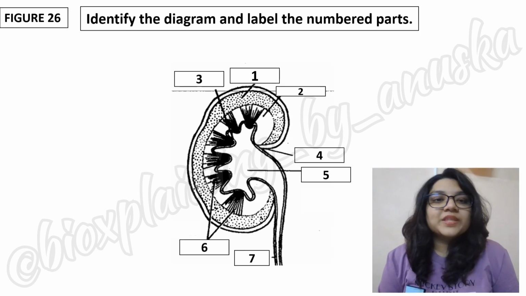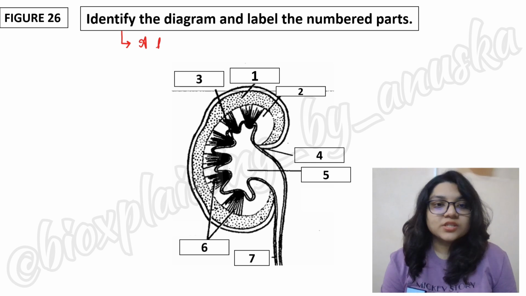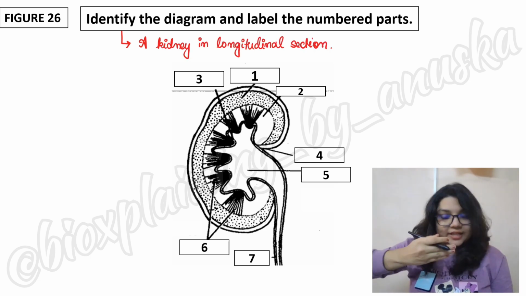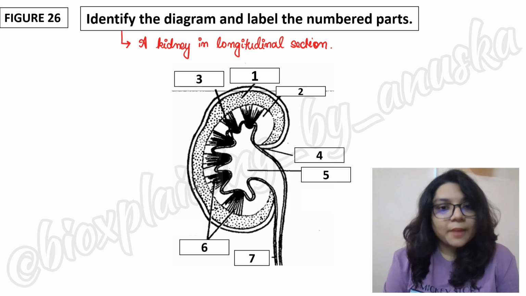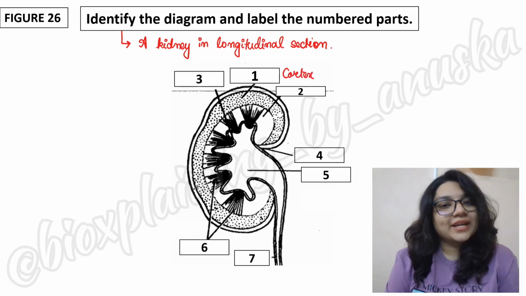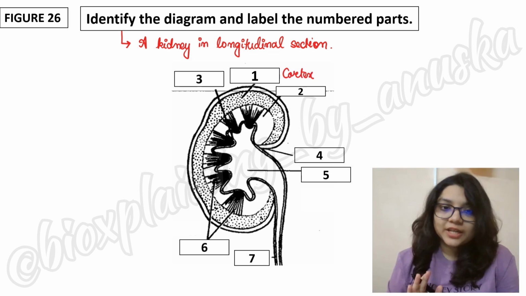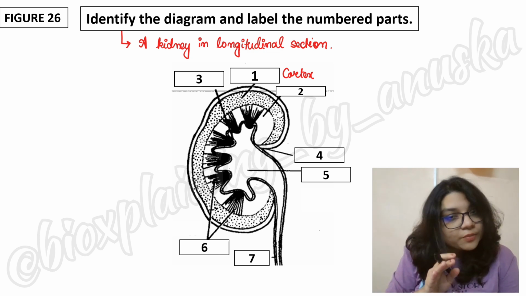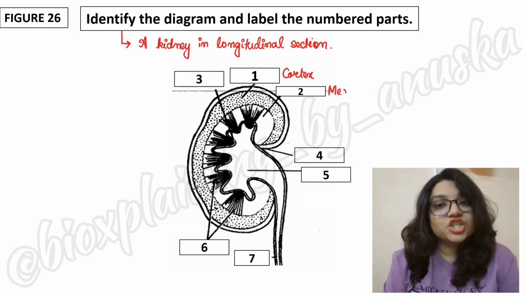A question from the excretory system. Identify the diagram. The diagram shows a kidney in longitudinal section. That means you have cut the kidney this way. Part number 1 refers to the cortex, the outer portion of the kidney. Part number 2 is referring to the inner portion, known as the medulla.